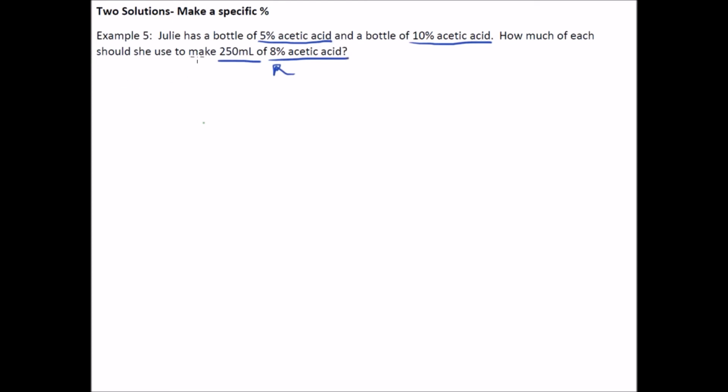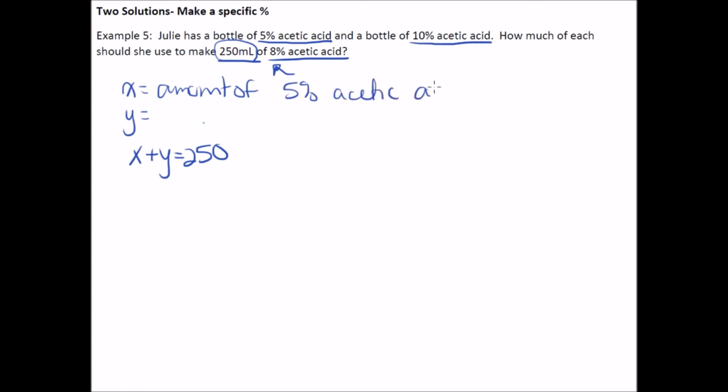Okay, so we know we're going to make an equation about how much acetic acid she's going to mix together. So she's going to mix together X and Y, so the amount of X plus the amount of Y, and it's going to be 250 milliliters. Okay, so amount of 5% acetic acid and the amount of 10% acetic acid.